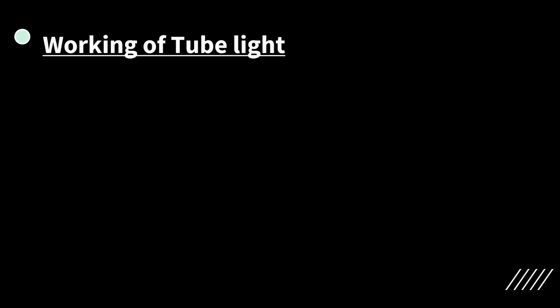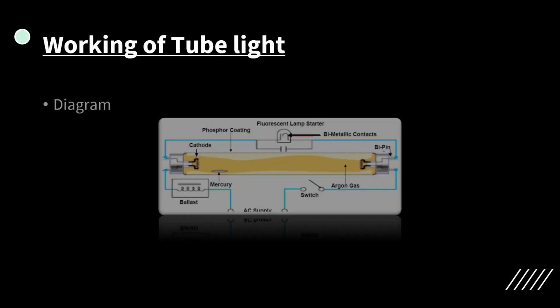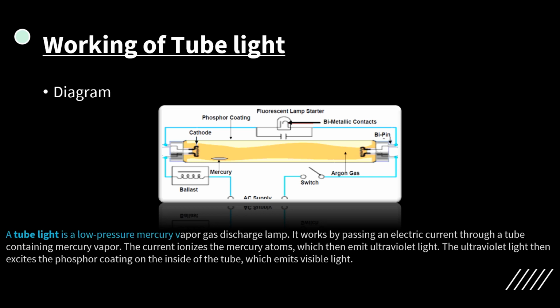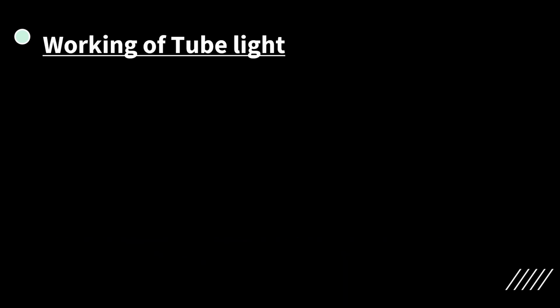Now we will learn about the working of tube light with the electrical circuit of tube light. A tube light is a low-pressure mercury vapor gas discharge lamp. It works by passing an electric current through a tube containing mercury vapor. The current ionizes the mercury atoms, which then emit ultraviolet light. The ultraviolet light then excites the phosphor coating on the inside of the tube, which emits visible light. How does a tube light work?